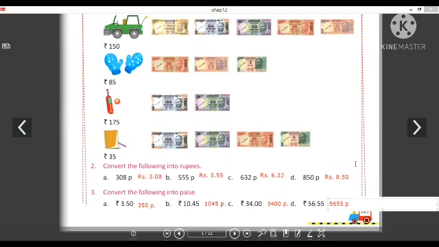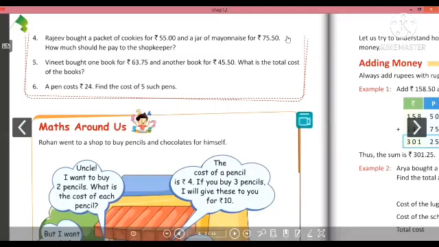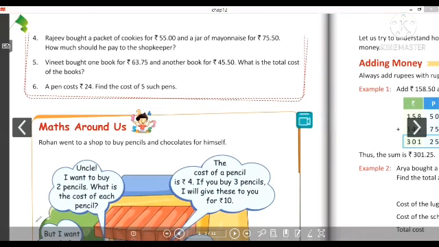Okay. Now in the next question it says that Rajiv bought a packet of cookies for rupees 55 and a jar of mayonnaise for rupees 75.50. So how much should he pay to the shopkeeper? So what we have to do? We have to calculate the total value. That means we have to add both the amounts. So rupees 55.00 plus rupees 75.50. So you can add and then you can write your answer here.